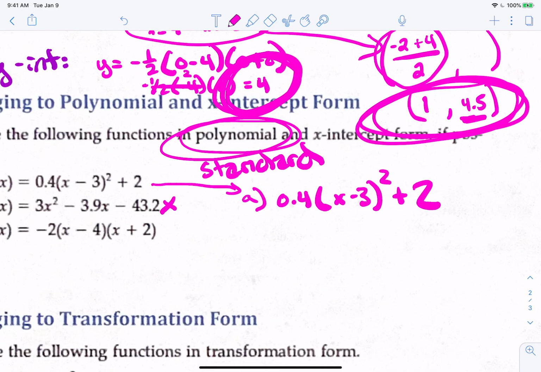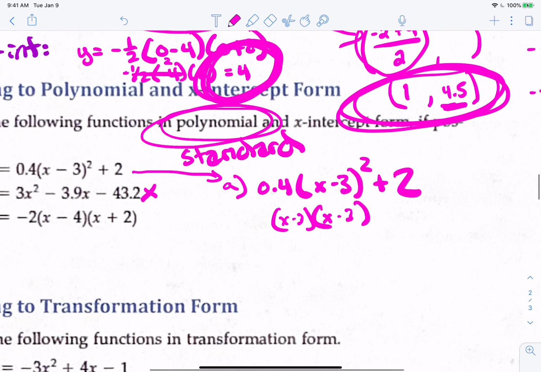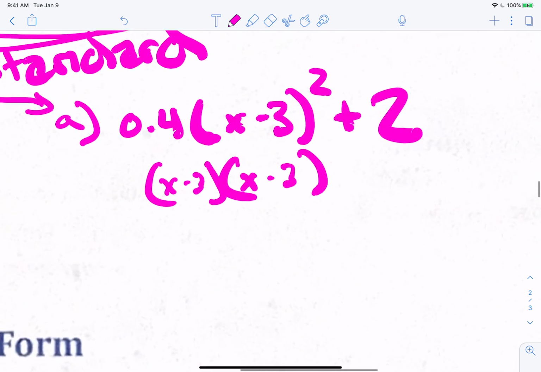The x minus 3 squared. Yes. We're going to FOIL this guy. So I'm going to take x minus 3 times x minus 3. Okay? Is that a 3 or a 2? That's a 3. Okay. All of those are 3s. Okay? x minus 3 times x minus 3.